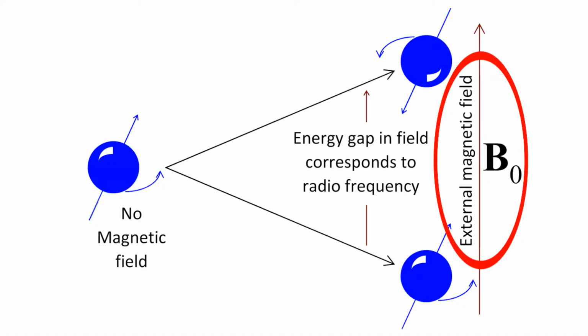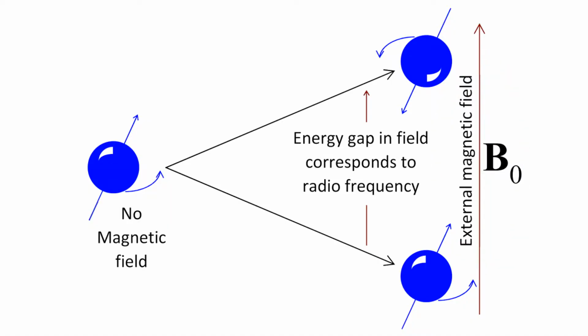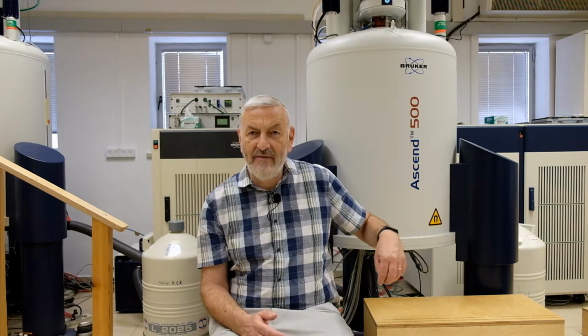When an external magnetic field B0 is applied, an energy transfer is possible between the base energy in line with the magnetic field and the higher energy level opposing the magnetic field. The energy transfer takes place at a frequency that corresponds to radio frequencies, and when the spin returns to its base level, the nucleus emits energy at the same frequency.